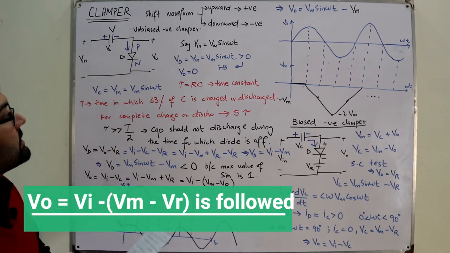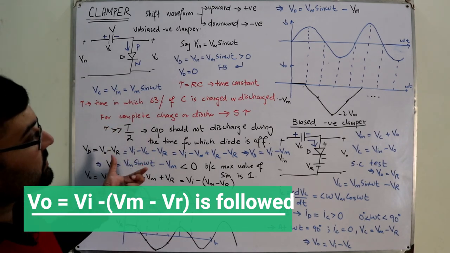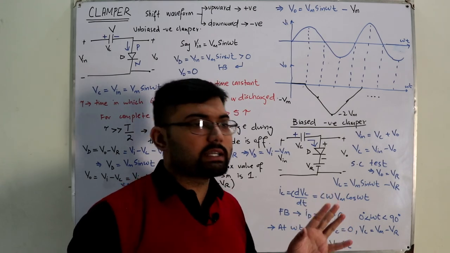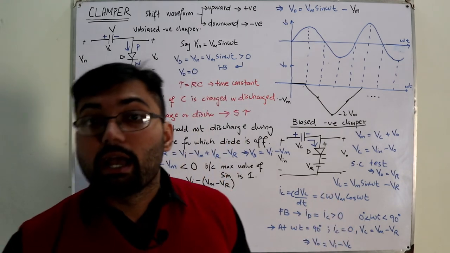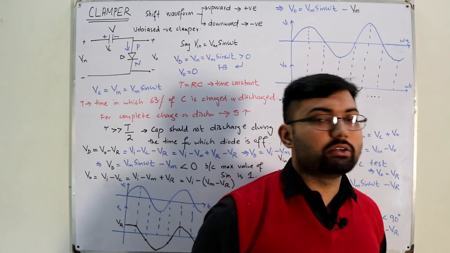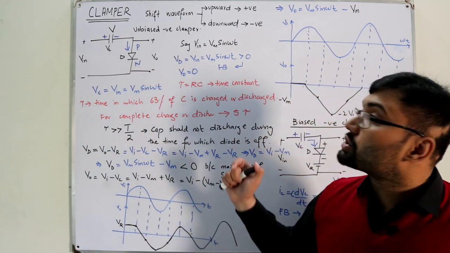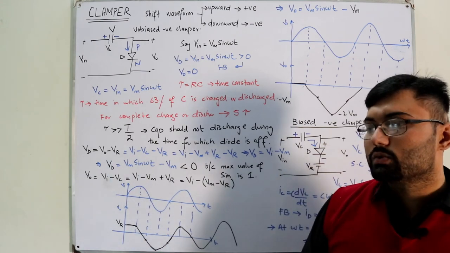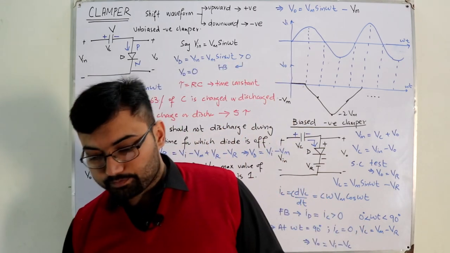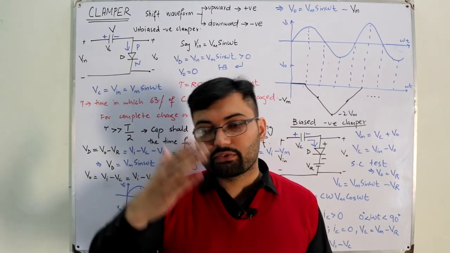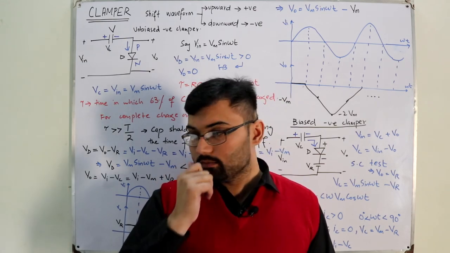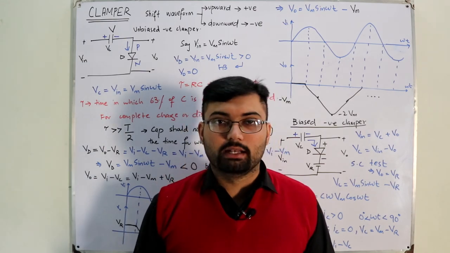So that is it about this video. We've seen the unbiased negative clamper. We've seen the biased negative clamper. We don't need to go into the detail of positive biasing and negative biasing, right? And once again, if you have not understood the concept properly, or you have got it confused, see the examples video. That is quite easy, quite simple, and you'll get the overall concept of the clamper circuits. A clamper shifts the level. It introduces a DC shift, introduces a DC level.